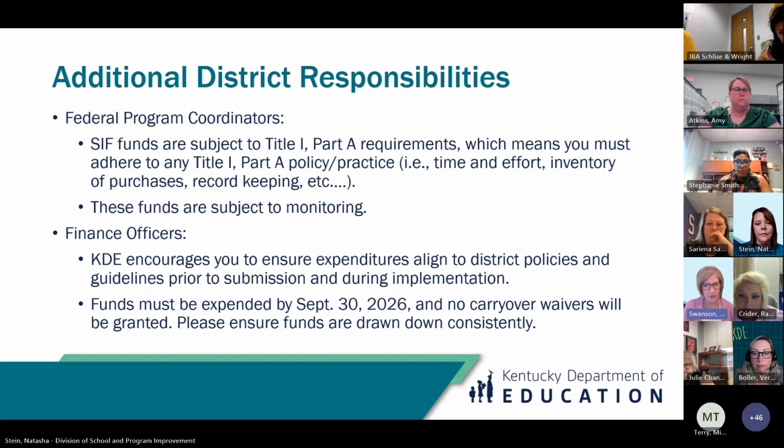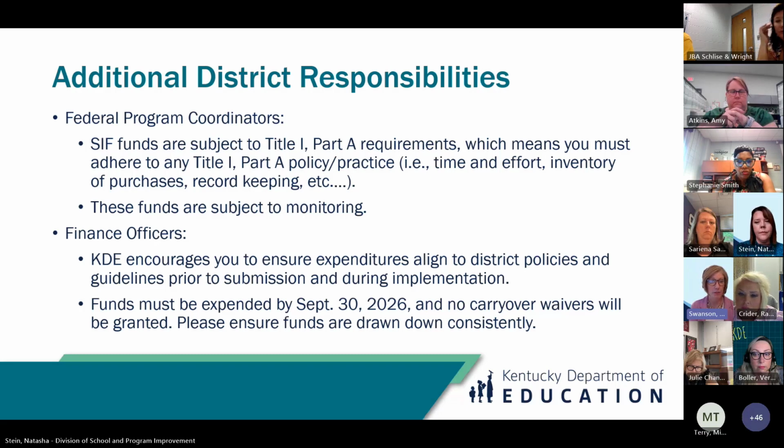So there are staff at the district level who have specific knowledge that will be important and helpful in this application process. So if you're on here as a federal program coordinator, you know that SIF funds are subject to Title I Part A requirements. And so you have that specific knowledge and experience with those. So that means that you need to adhere to things like time and effort, like inventory of purchases, record keeping, and all that. So if you're a federal programs coordinator, you want to be thinking about these SIF funds being similar to Title I in those requirements.